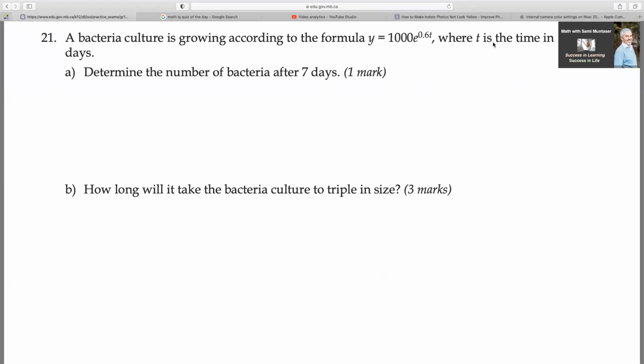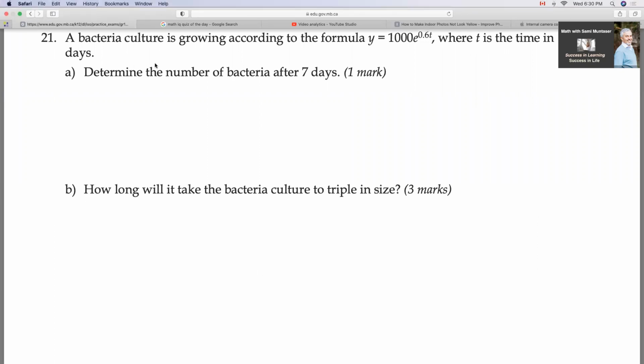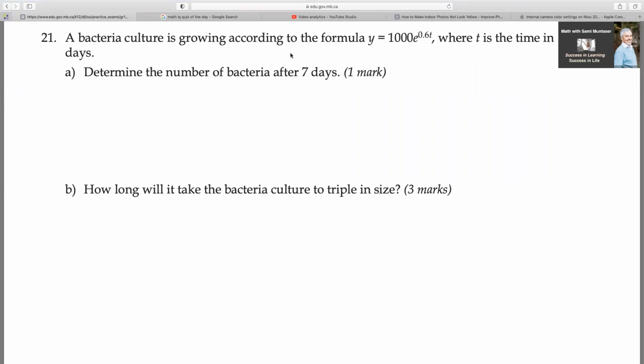Here we go. This is another question. A bacteria culture is grown according to the formula y equals 1000 e to the power 0.6 t, where t is the time in days. Determine the number of bacteria after 7 days. This is straight plug-in. So y is the number of bacteria, I guess.